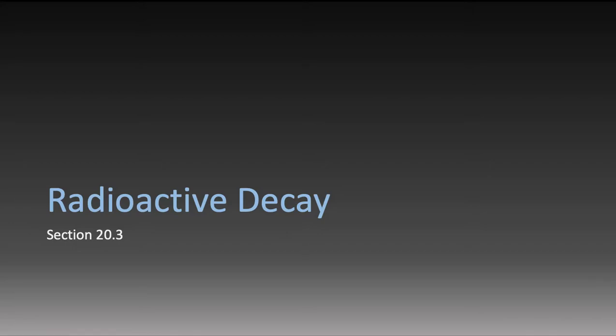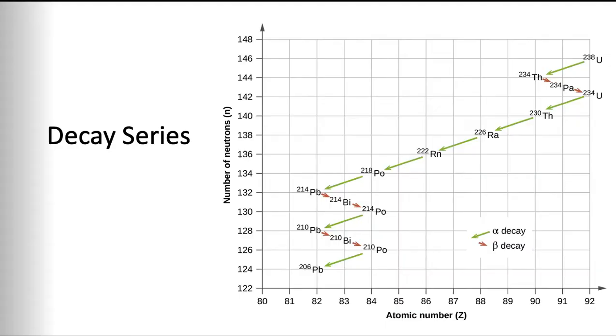Section 3 in Chapter 20, Radioactive Decay and Half-Life. Now, we mentioned earlier that heavy elements try to decay very quickly to get back to stable nuclei. If you look over here in this graph, once again we have the number of neutrons on the y-axis versus atomic number on the x-axis. This is the top part of that band of stability graph.